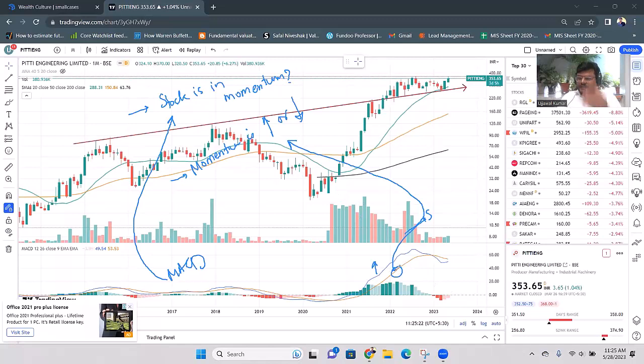right? Because the signal line is a moving average of the MACD line, and it tells you how fast your MACD line is moving, right? So basically it tells you the momentum of the MACD line itself, and hence it tells you the momentum of the momentum itself, and that is an indicator of whether the momentum is slowing or reducing. So I hope this is easy to understand. Any questions here? Happy to answer.